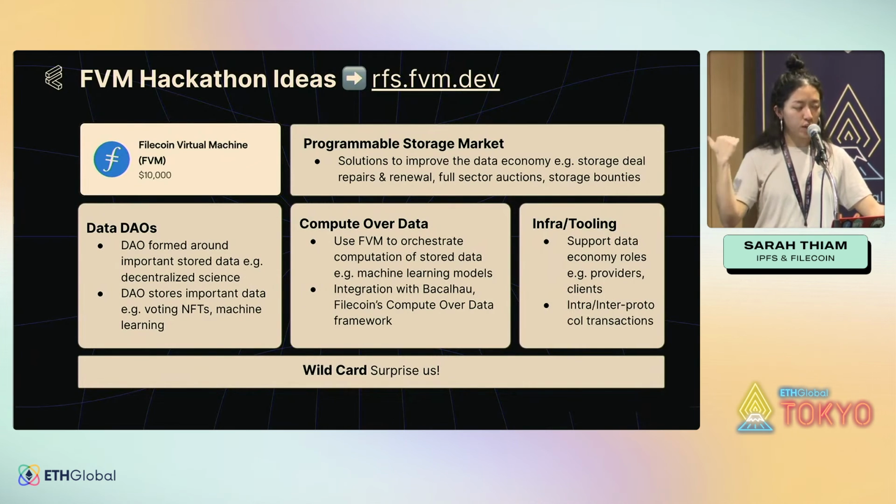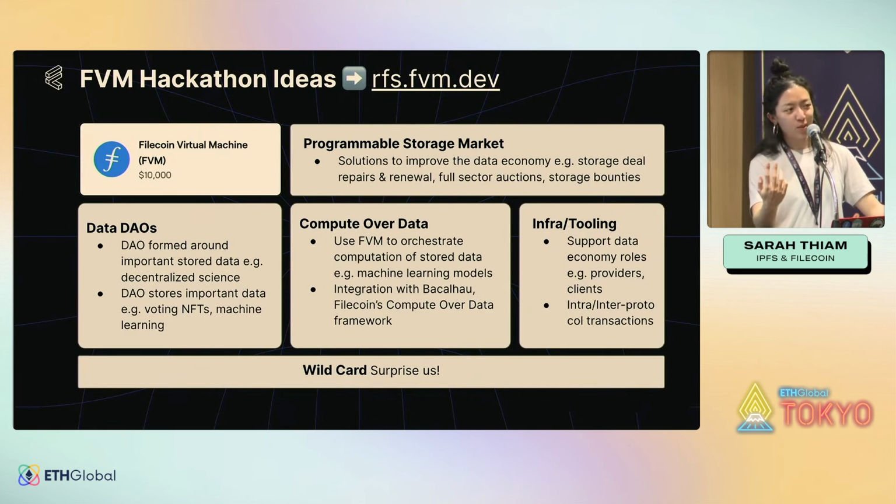And then lastly, infra and tooling. If you want to build any cool tools, for example, if you want to figure out how to automatically send a deal ID back to the client and fix my demo, I would mostly welcome that. I will award you a prize if you can do it. But yeah, some tooling ideas as well. And then we have a wildcard category. So anything cool that you can come up with, please surprise us.